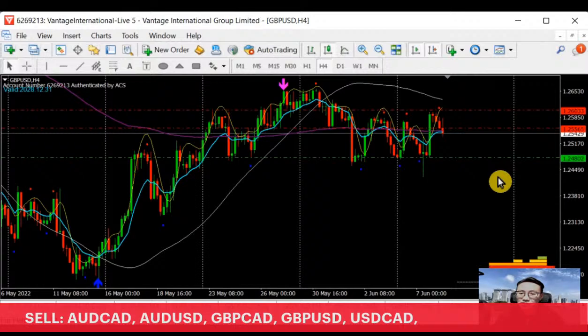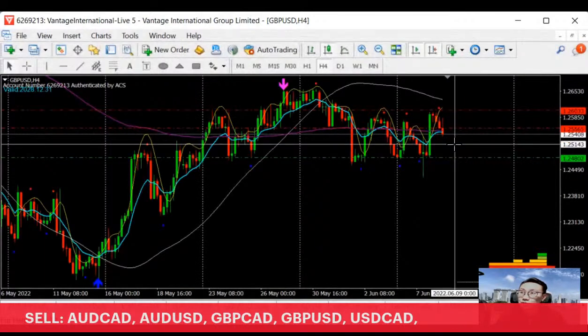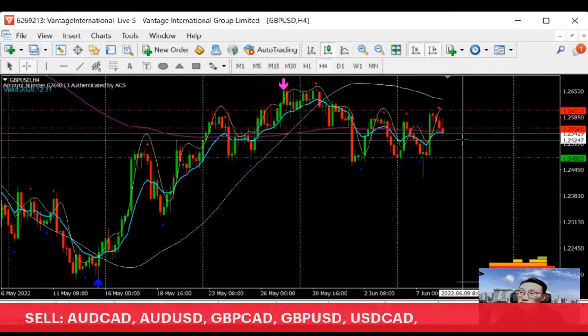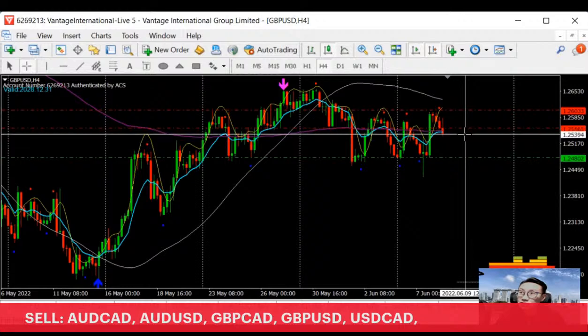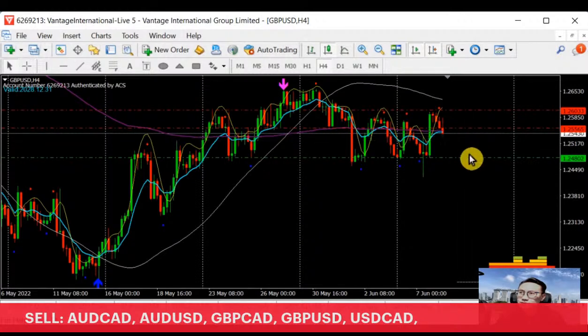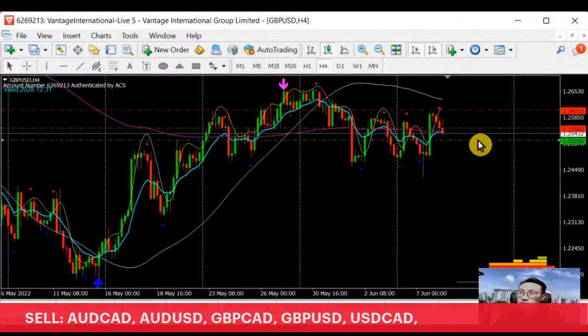I'm expecting market rejection at 125.250. It's about here. 125.250 to 125.300, for this area. So also looking at 125.250 to 125.300.